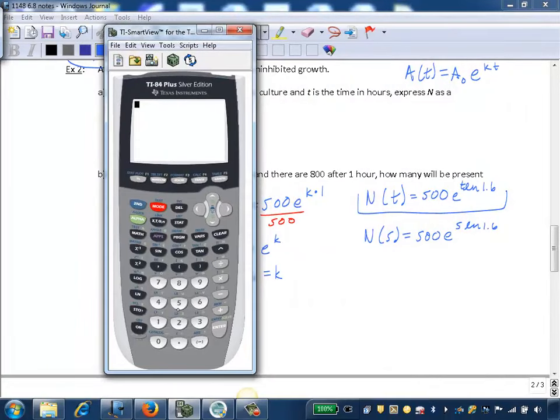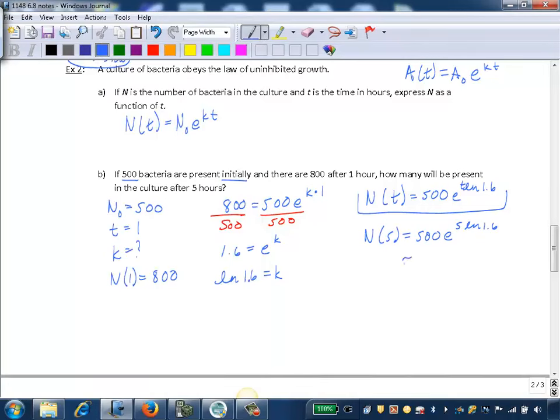So we can enter into the calculator 500 times e to the power 5 natural log 1.6. So see, they're prompting you with another set of parentheses around the 1.6, the argument of the log, and then you've got to close those total parentheses around that entire exponent. So that's going to give us about 5,243. We'll round up, can't have a part of a bacteria. So this is approximately 5,243 bacteria in the culture after 5 hours.